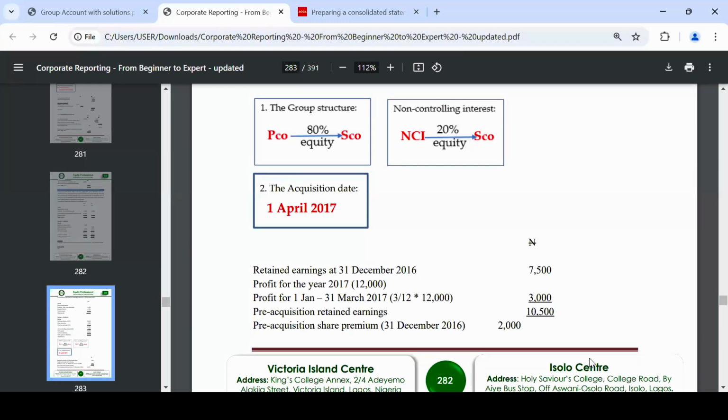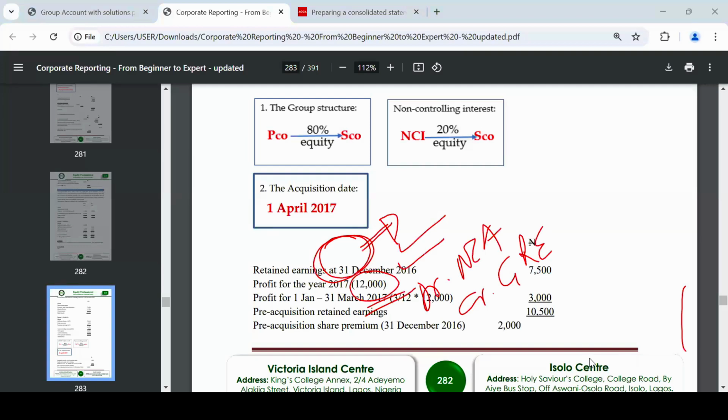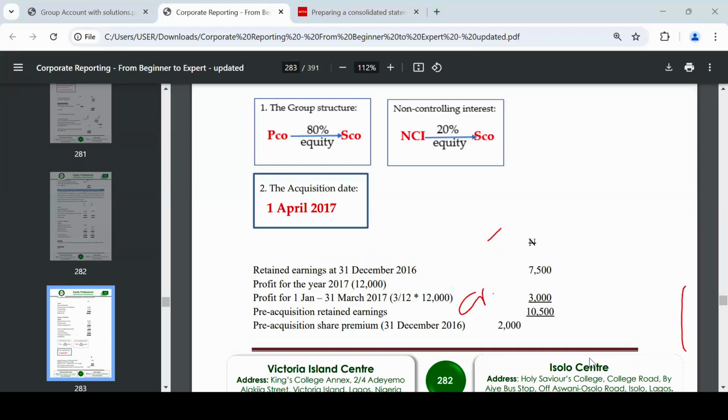It means whatever profit that the subsidiary made in that year, we are going to share into two. A certain portion before the acquisition date will still be pre-acquisition retained earnings. So I must find a way to share. So let's say, for instance, profit for the year in this instance is 12,000.